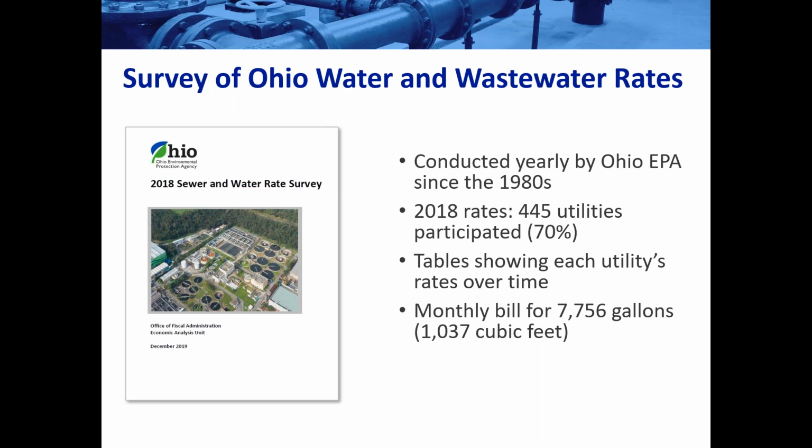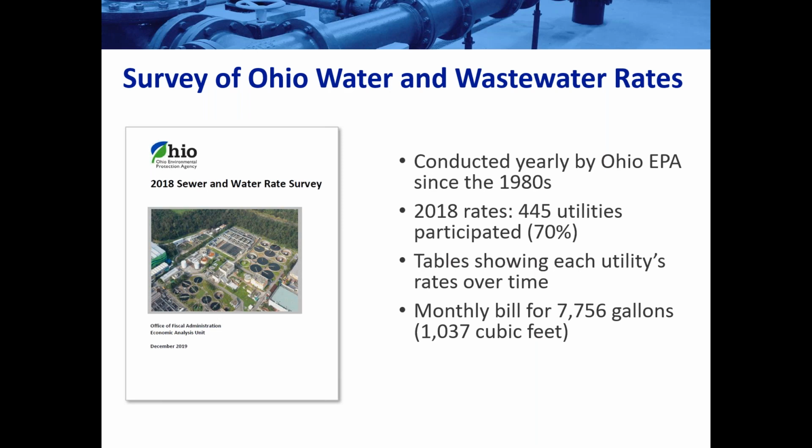There are annual rate surveys, and 2018 is the latest rates data that's available, and that's what's in the dashboard right now. The 2018 rates came from about 445 utilities across the state, which is about a 70% response rate, which is fantastic. Ohio EPA puts together the report, which has some summary statistics at the top, and then it lists tables of every single utility's rates within the survey. It's computed for one consumption point, which is 7,756 gallons per month. That equates to 85 gallons per capita per day, which I guess was the starting point of the surveys a few years back.